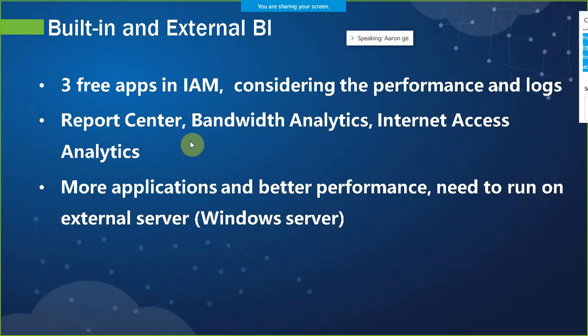To summarize, there are two types of BI. One is built into IAM, with only three limited applications: report center, bandwidth analytics and internet analytics. If the customer needs all the applications, better performance and more logs, you have to run on the external server, which is an exe file running on Windows Server. So this is the difference between built-in and external BI. There is also a license for the applications, which we will introduce later.